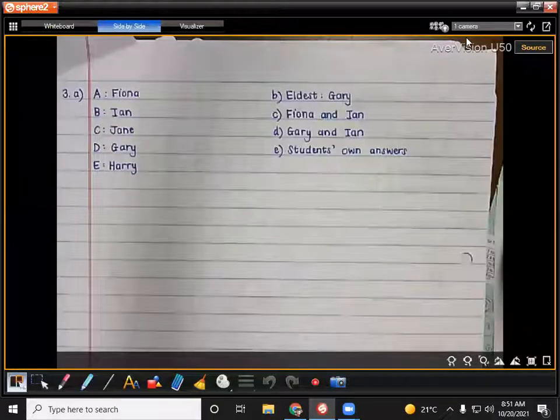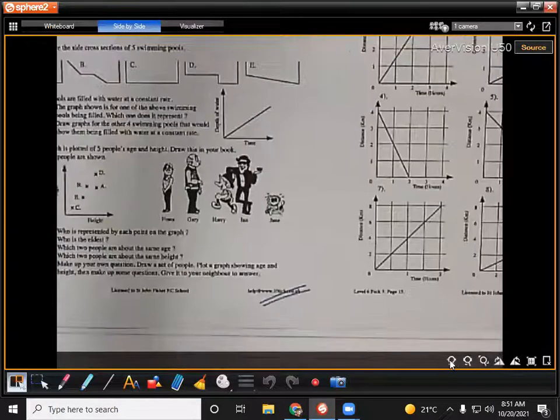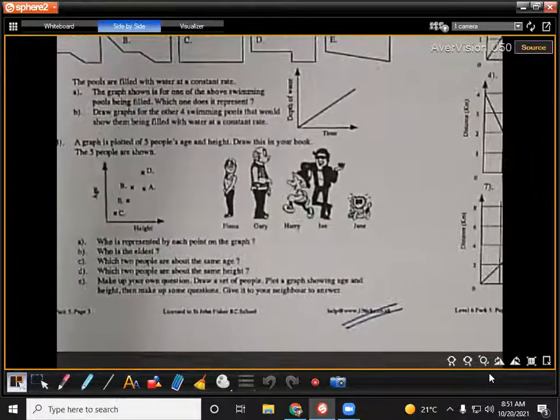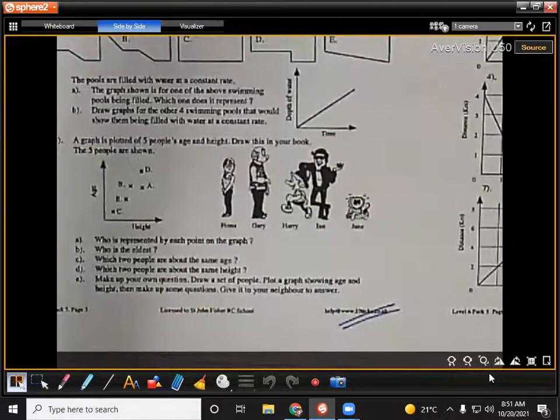Guys, we are just quickly going to chat about this number 3, but I think you guys are probably okay because we had done a similar one before. All right, so they're saying a graph is plotted. Sorry, that's a bit blurry. I hope you guys can make that out. A graph is plotted of 5 people's age and height. Then they say draw this in your book. I mean, it's fine if you didn't. You just had to basically answer those questions.